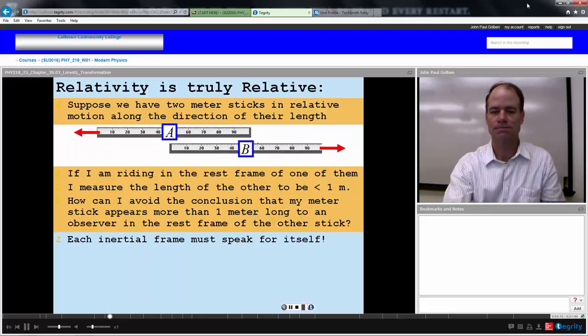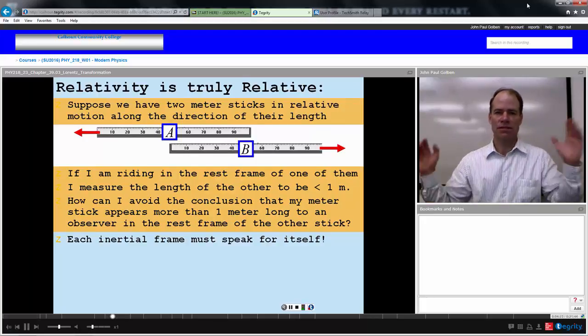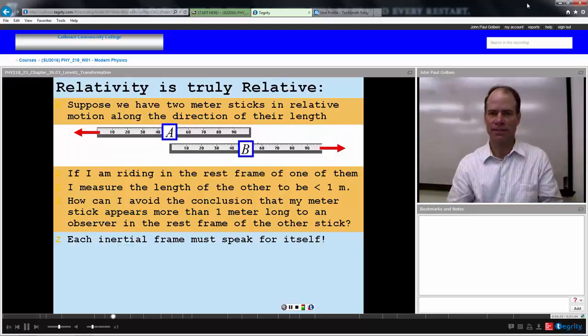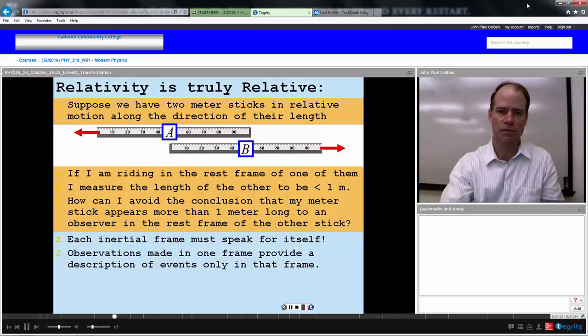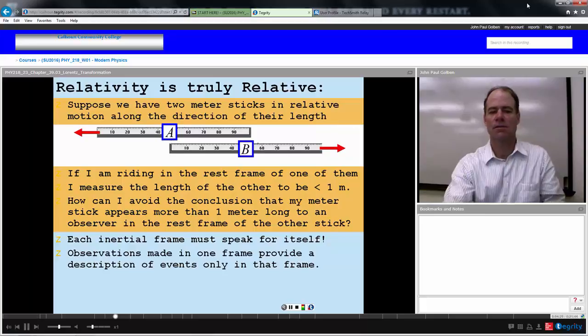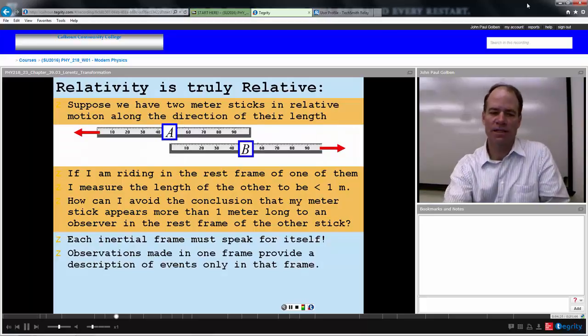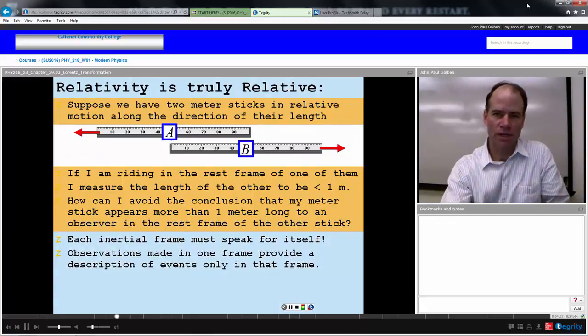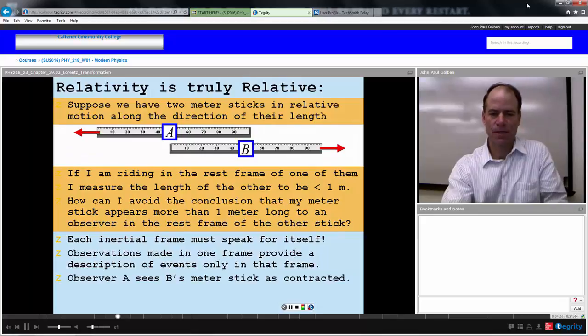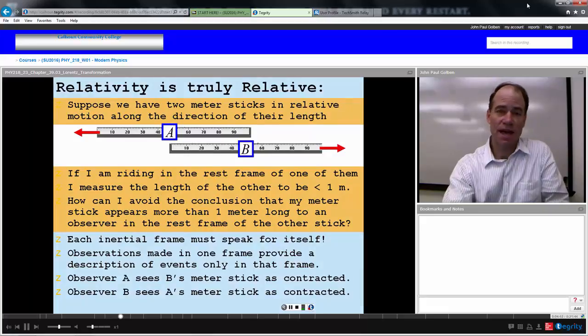Good question. Each inertial frame must speak for itself. So what I observe is everything else to be contracted, and that will be what the other frame observes as well. Observations made in one frame provide a description of events only for that frame. Observer A sees B's meter stick as being contracted. Observer B sees A's meter stick as being contracted. And they both are correct.